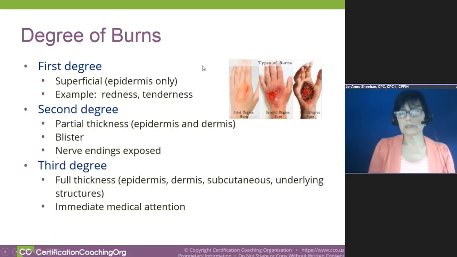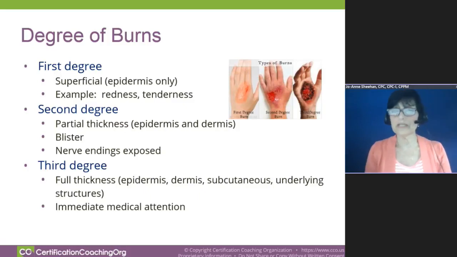Now, there are 3 degrees of burns. First degree is superficial, the epidermis only. An example would be redness or tenderness. Second degree is partial thickness, epidermis and dermis, with blisters or nerve endings exposed. And the third degree involves the epidermis, dermis, and subcutaneous underlying tissue structures, and it requires immediate medical attention.